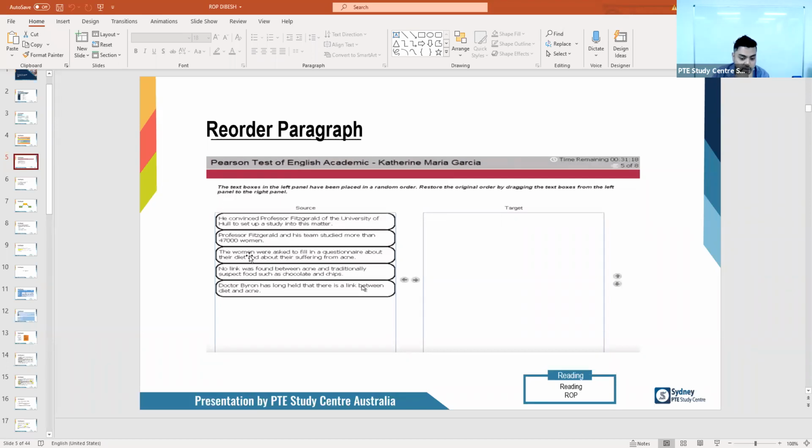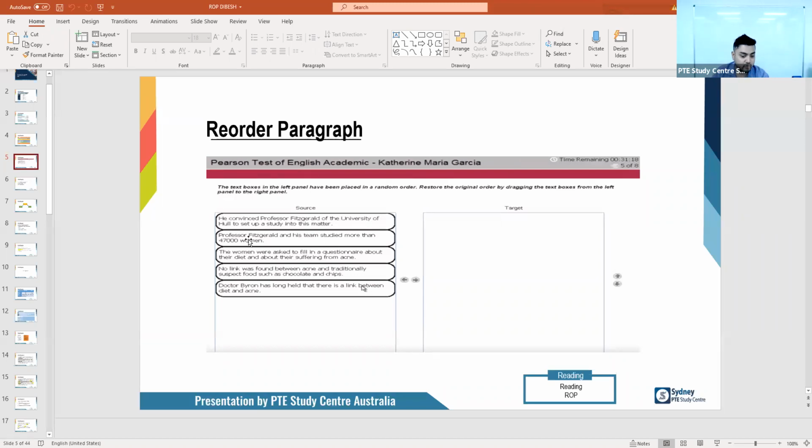If I have a look here, the women are asked to fill in a questionnaire about the diet and acne. There is no word clue to support this. The second and third are together. And this one is the conclusion. So I disregard this, I disregard that, and I'm left with only this option. So now I know my first option is A, my second is B, and third is C. Are we all clear?